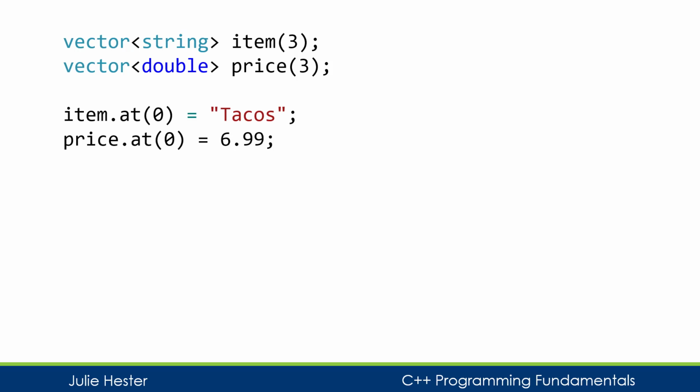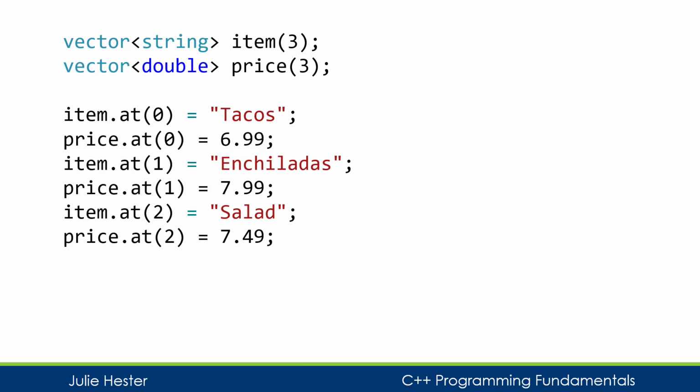So I'll begin by assigning a value to the first element in each vector. I'll use my at function with subscript 0 to assign tacos to the first element in the item vector. I'll also use the at function with the same subscript 0 to assign 6.99 to the price vector. Then when I access the elements in these vectors, I'll know that tacos are $6.99.